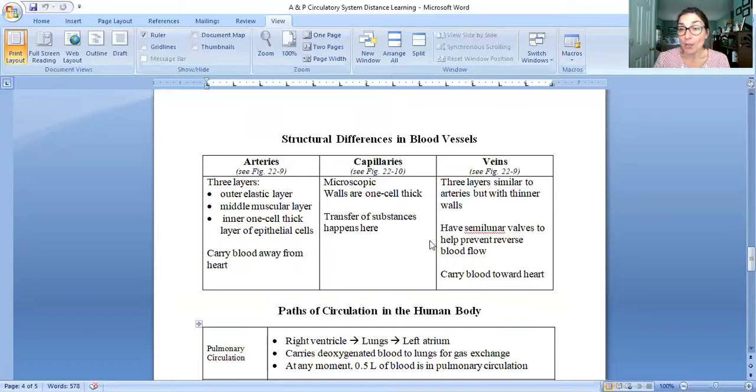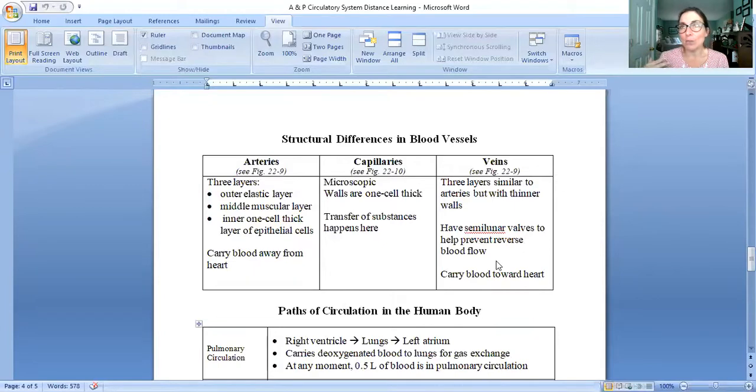Arteries and veins are thicker, and they don't allow for exchange of materials between them and the environment. They're just piping, just portals through which the blood can flow. Arteries carry blood away from the heart. So you can remember away and artery both start with A, and veins carry blood to the heart. They have very similar structure, except the arteries are a little bit thicker, and the veins actually have valves in them to help prevent the blood from flowing in the wrong direction.